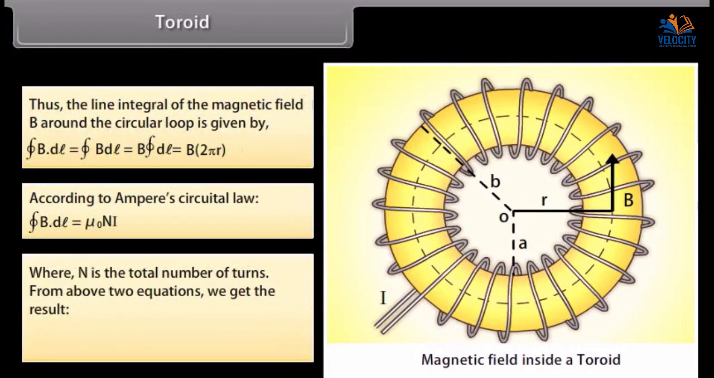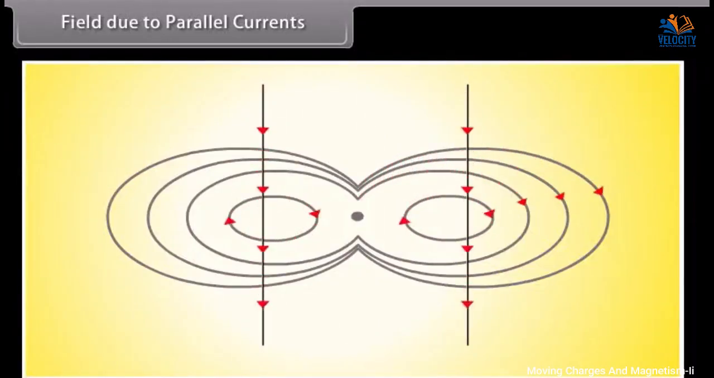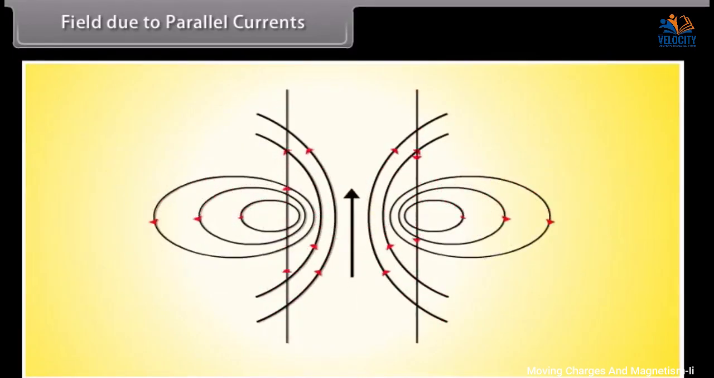From above two equations, we get the result B is equal to mu naught Ni divided by 2 pi r. Field due to parallel currents. It represents the combined magnetic field due to two parallel conductors carrying current in the same direction. The pattern of the magnetic field indicates attraction between the conductors. It represents the combined magnetic field due to two parallel conductors carrying currents in opposite direction. The pattern of the magnetic field indicates repulsion between conductors.